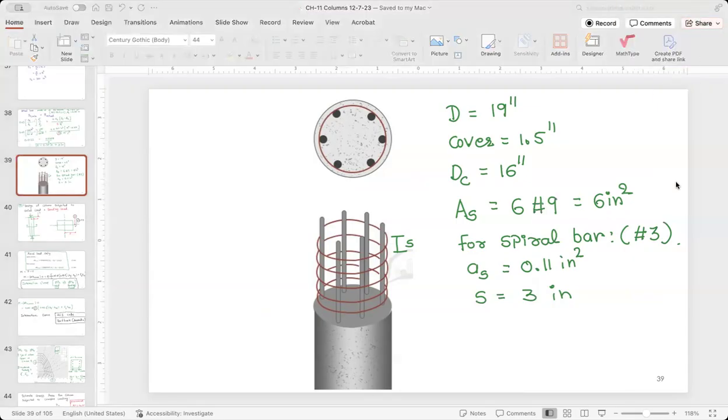So this will be the example for a circular column, and in the next video I will show you case number 2, when the column is subjected to axial load and moment. See you guys.